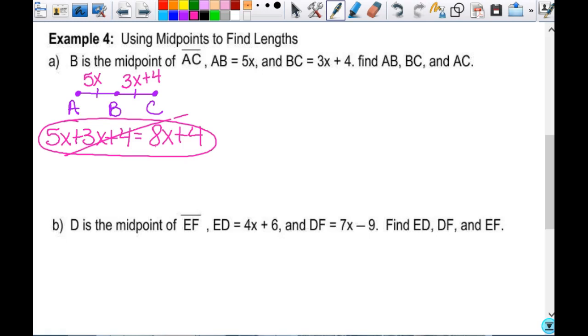But these two pieces, AB and BC, are what? Congruent. The segments are congruent, therefore their lengths are equal, the same, so they're equal. So does that tell me just by saying that exactly what else to do? Yeah, I can set them equal to each other. Right? So 5x equals 3x plus 4.